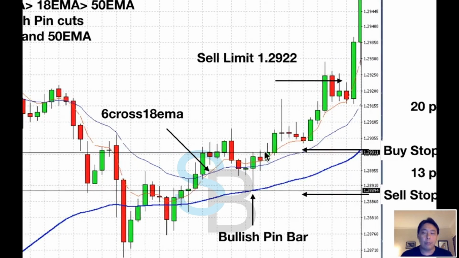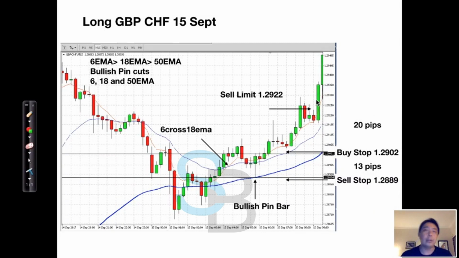Triggered here, 1, 2, 3, 4, 5, 6, 7, 8, 9, 10. About 10 candles before it triggers, so that's about 2 hours, right? So notice that most of these trades last less than 2 hours and you're out of the trade, right? So these are for the long setups.